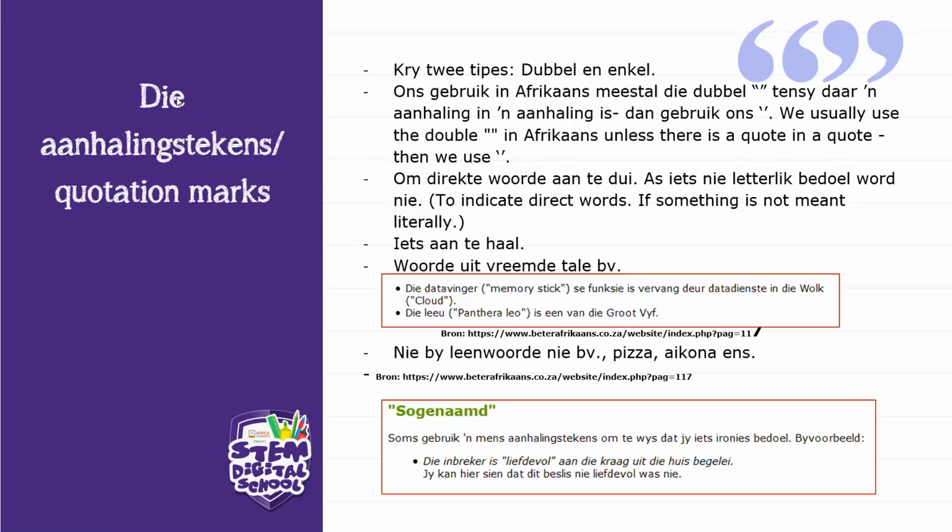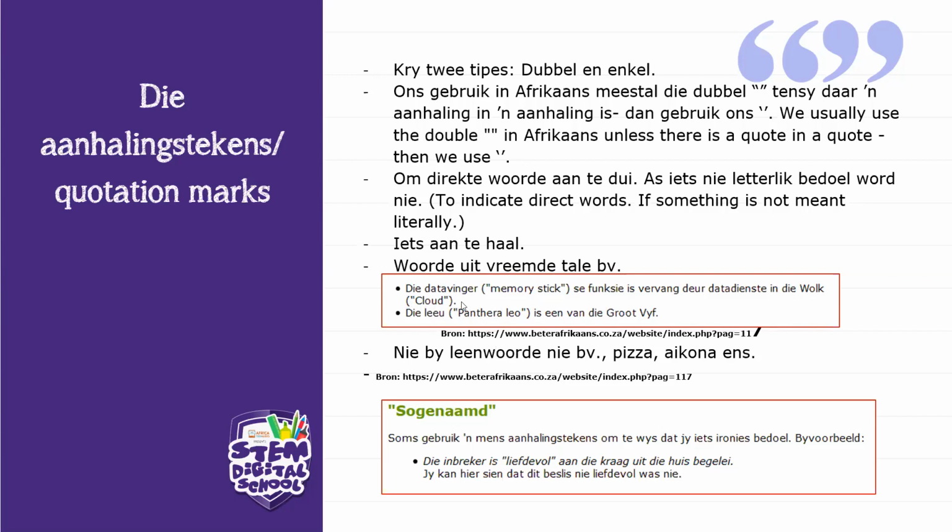We use aanhalingstekens when we write down words from other languages. For instance, if you write something in English in an Afrikaans paper or something, then we usually use quotation marks. Look there, the data vinger, which is the memory stick in English. And then also the wolk, which in Afrikaans we speak about the wolk, but it's actually known as the cloud. Then look at this, I think it's a Latin name for a lion, the Panthera leo. So it's out of vreemde tale, which means it's out of the other languages.